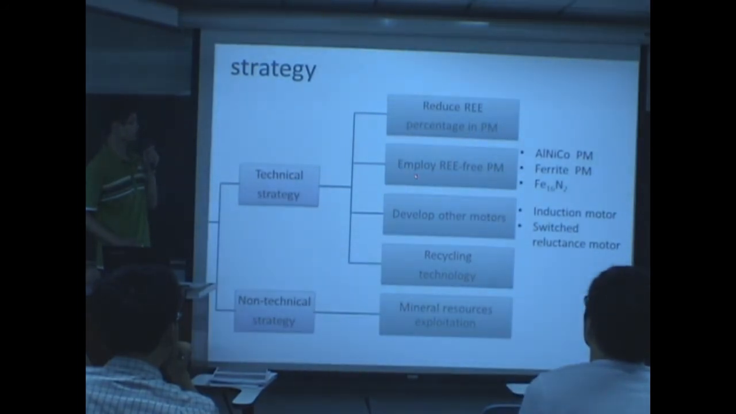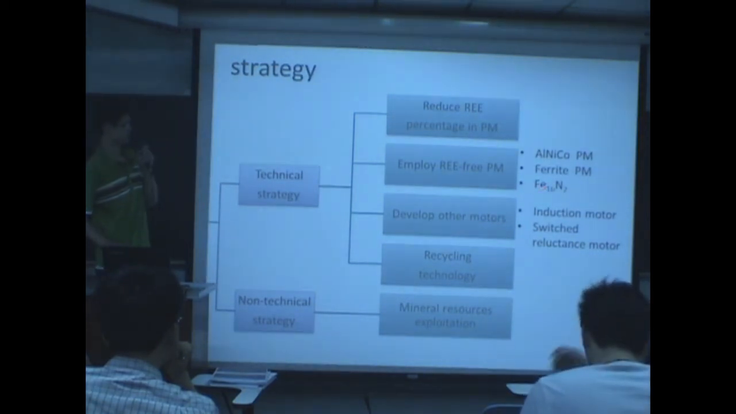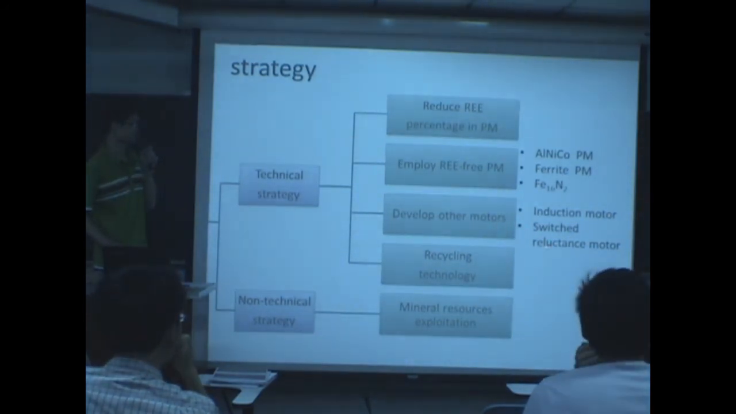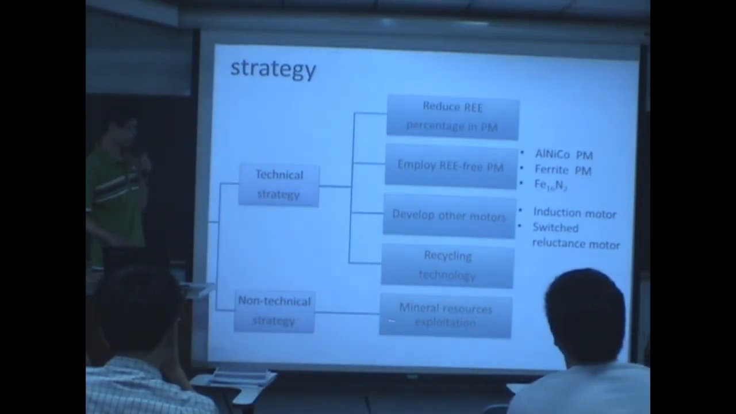Second, we can employ rare earth element-free magnets like nickel and ferrite magnets, and also the novel material iron nitride. Third, we can develop other motors like the induction motor and switch reluctance motor. But if we want to apply these motors in real applications, we must reduce their weight and size. And the fourth is recycling technology. The non-technical strategy is to exploit new mineral resources.